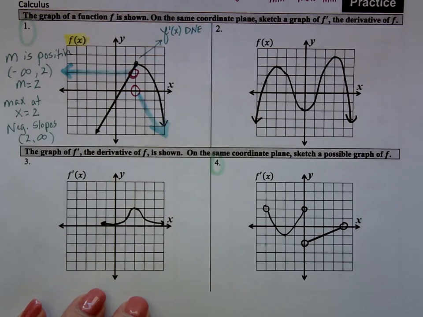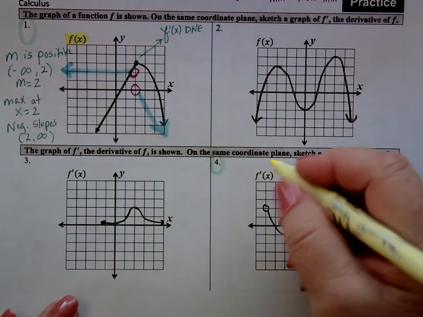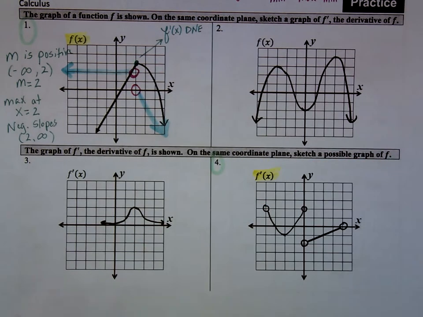Number 4 is next on my list. The graph of f prime is given. Now we've got the derivative graph. All right, I'm going to highlight that. We're looking at the derivative graph. Draw the graph of the original function. So I've got to draw the original function.